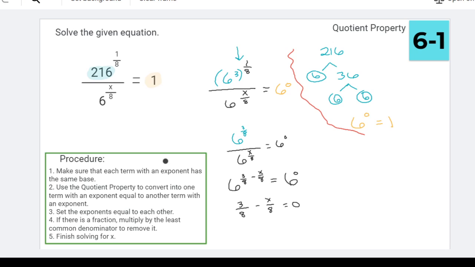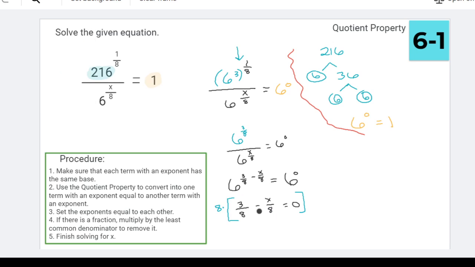Now on the examples that we saw in class, these had different bases, so it was a little bit harder to subtract them. So what I was giving you guys in class was an idea that said if there's a fraction, multiply by the least common denominator to remove it. Okay, so that's what I'm going to do here with the 8s. Although I could very easily just combine those because they already have a common denominator. But I'm going to times by 8 just to get rid of those 8's in the bottom.